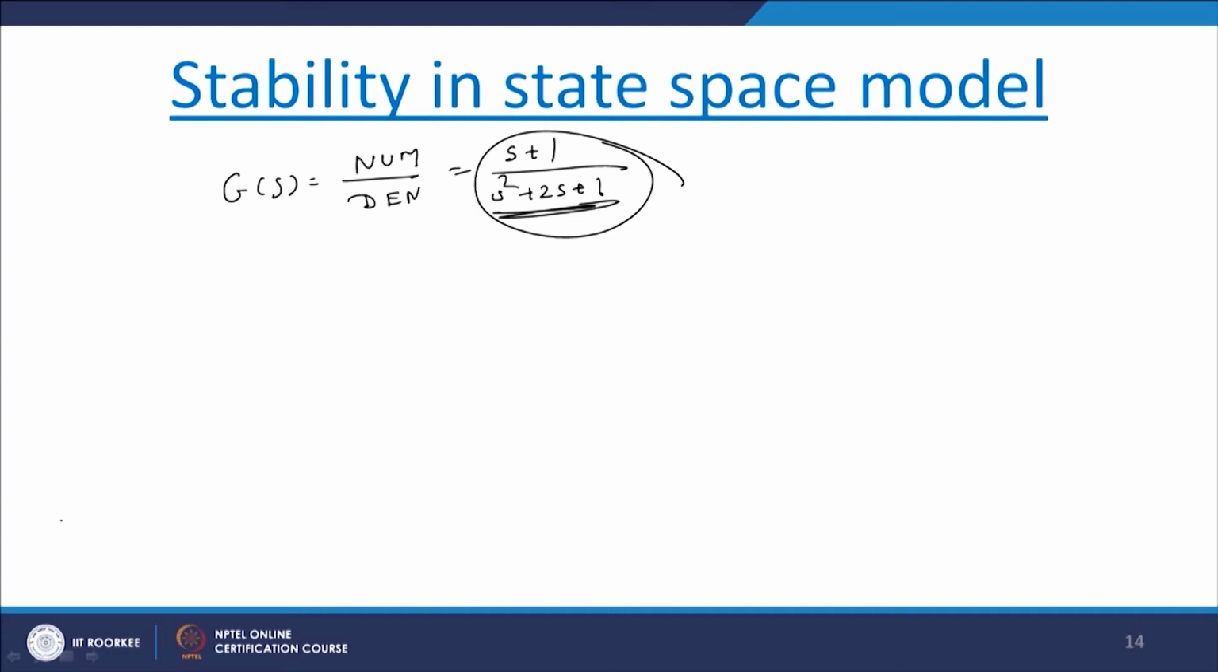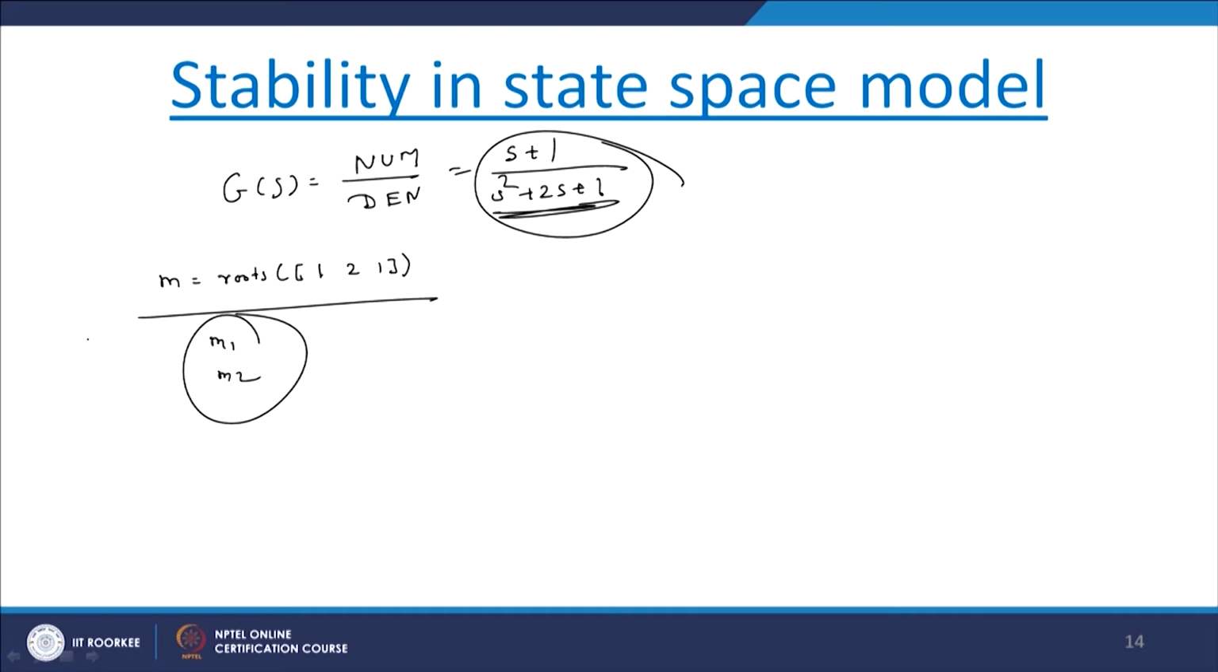transfer function model. If you want to determine the stability of this model, s square plus 2s plus 1, how do you determine it? We can write the command as m equal to roots([1 2 1]). Here we will get roots; as this is a second order model, we will get m1 and m2, and based on these we can decide the stability of this model, particularly this open loop model.